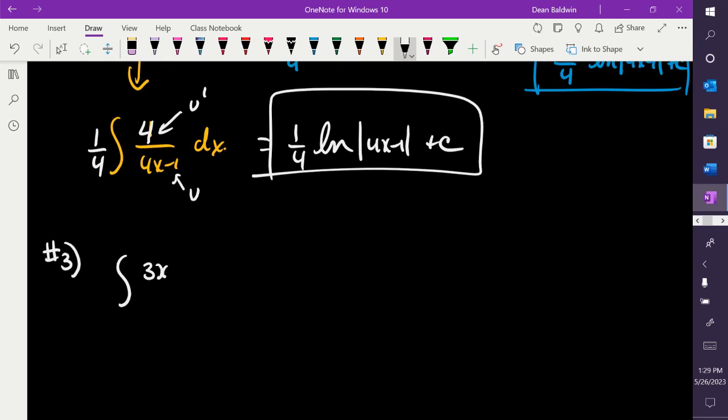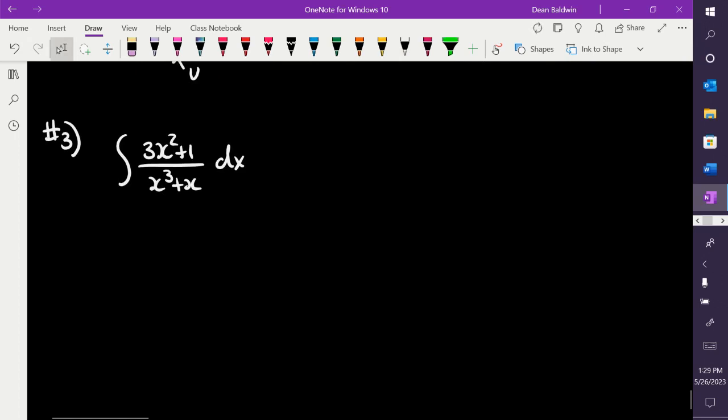Integral of 3x squared plus 1 over x cubed plus x. All right, let's look at the denominator. What's the derivative of the denominator? Just do it quickly in your head. 3x squared plus 1. Does that match the numerator? It does, right? So if you're thinking that's u, then that's u primed, which matches our formula.